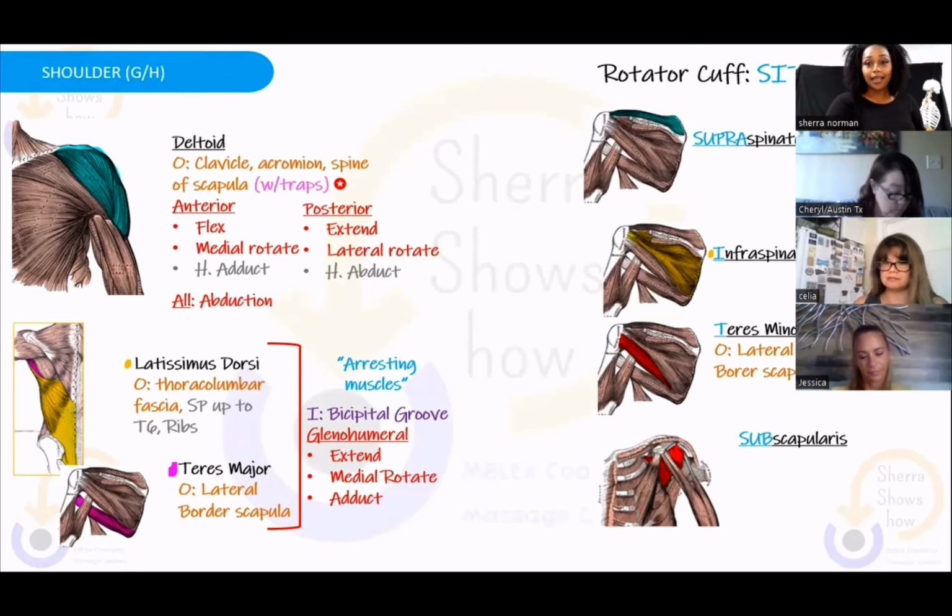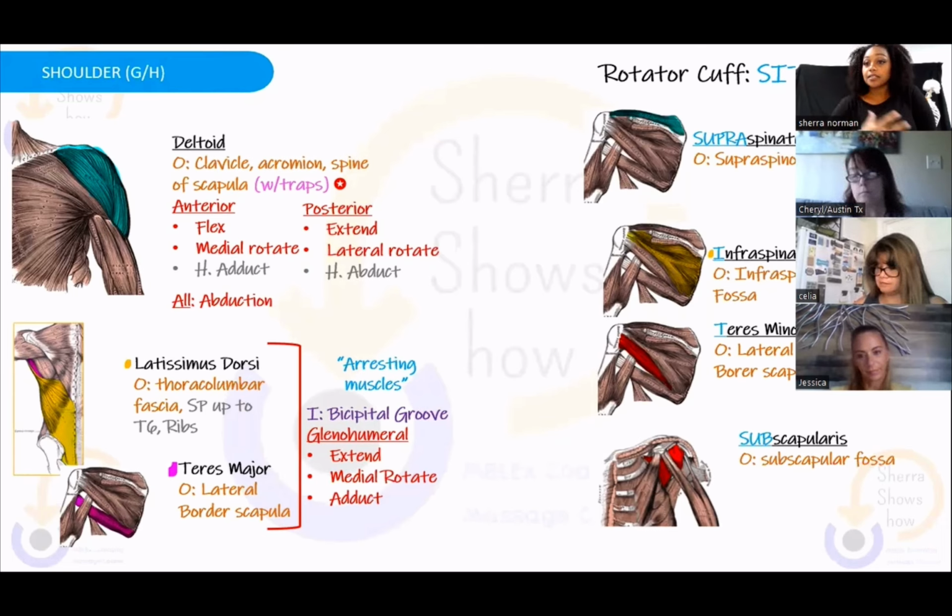SITS, okay? These three all start in the fossa. So supraspinous fossa, infraspinous fossa, subscapular fossa. We know subscapular is in the front. So they all originate on their own fossas, and teres minor originates on the lateral border with his big brother, with his little friend, teres major, right?